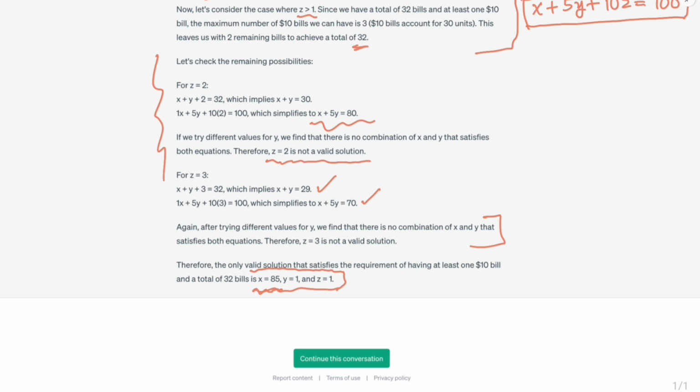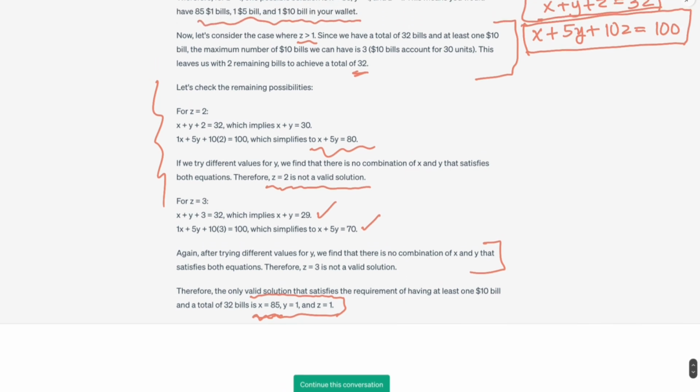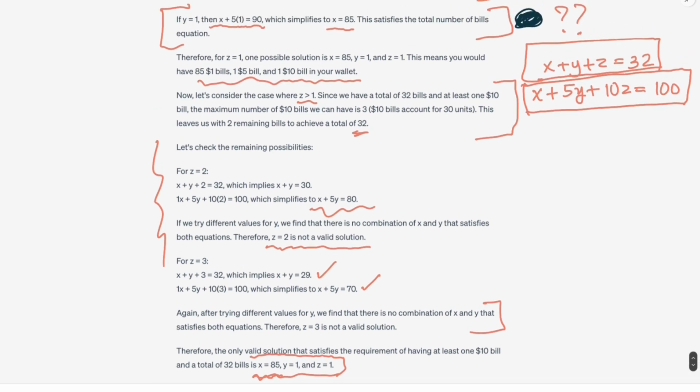Now, just to conclude the video, we've looked at this problem, we solved it completely in another video that I'm going to link to in the description. But let's just think about how a solution would look like. So we have these two equations: x plus y plus z equals 32. That's one equation. And then x plus 5y plus 10z equals 100. So this is the total number of bills equation, and this is the total value equation, as ChatGPT called it.